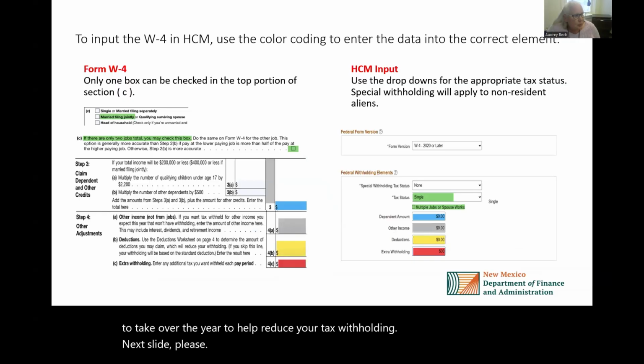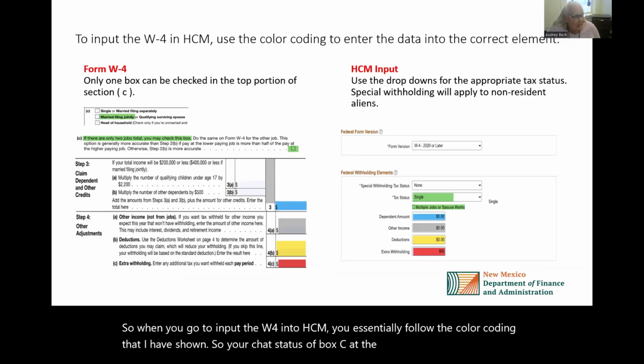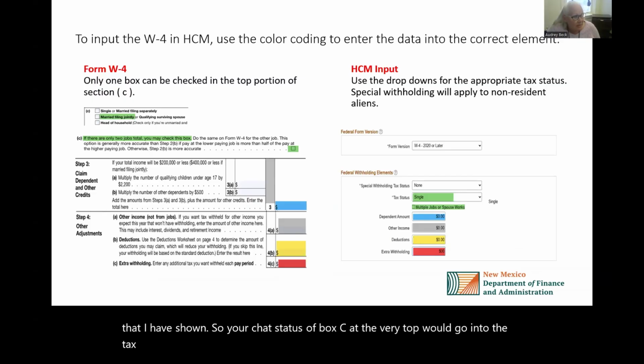So when you go to input the W-4 into HCM, you essentially follow the color coding that I have shown. Your tax status up in box C at the very top would go into the tax status box, where I have single in. If you have checked the box down in step 2, the box that says multiple jobs or spouse works would also need to be checked.